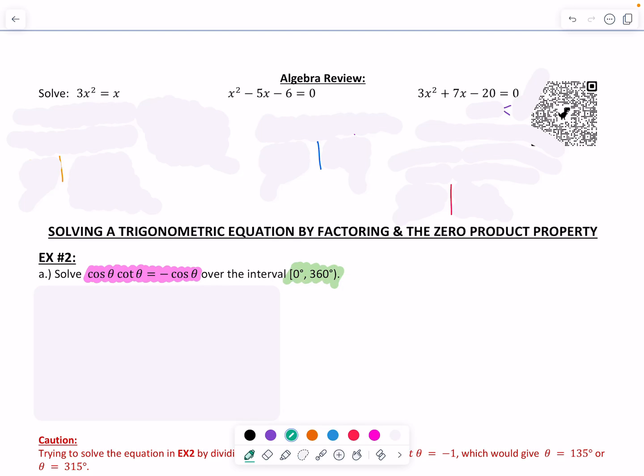All right, before we do the next example, let's go back to some algebra review so we can see how we would solve these algebraic expressions or equations before we apply it to our trig equations. So if you look at these three algebra equations, you might notice that they have a couple things in common.